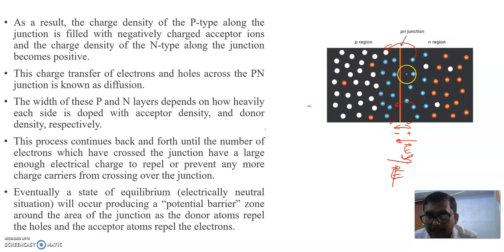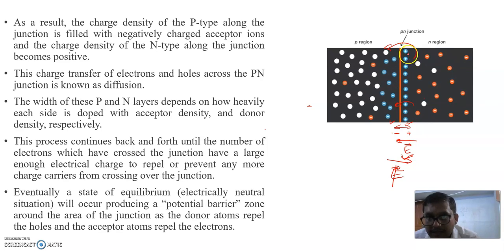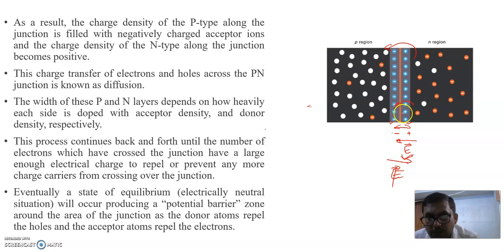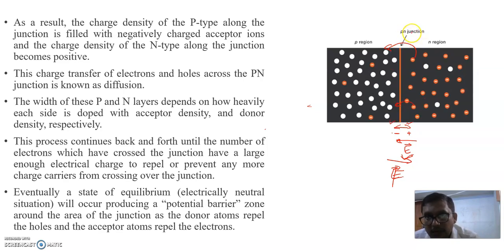From the diagram we can observe that first electrons move from right to left, then the positive ions and negative ions are created. This opposes the flow of electrons, and then at equilibrium the depletion layer is formed.